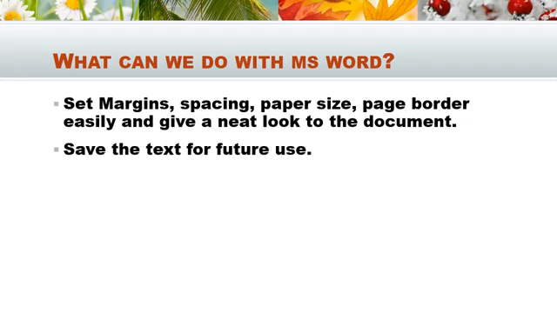Save the text for future use. Suppose you had written something on a piece of paper and then you lose it. Then you can't read the same thing again. But here you get a feature to save the text for future use. That means once you have written your text, you can save it and then you can use it even after 1 year.